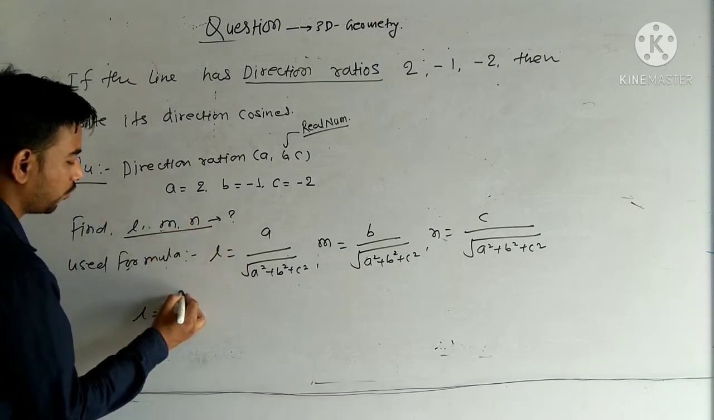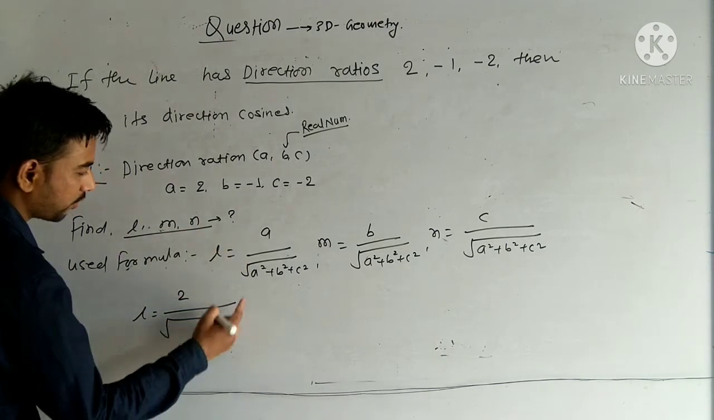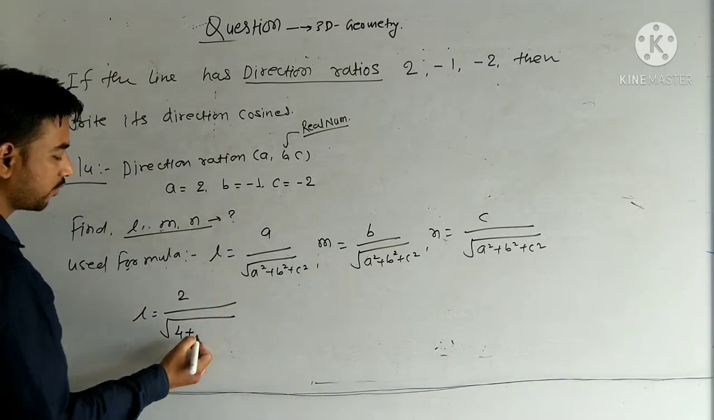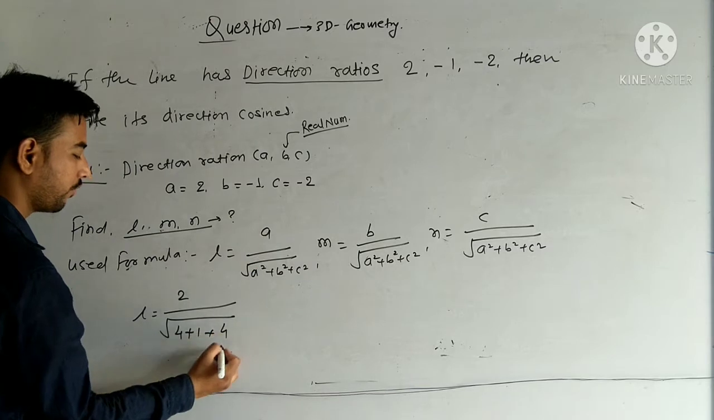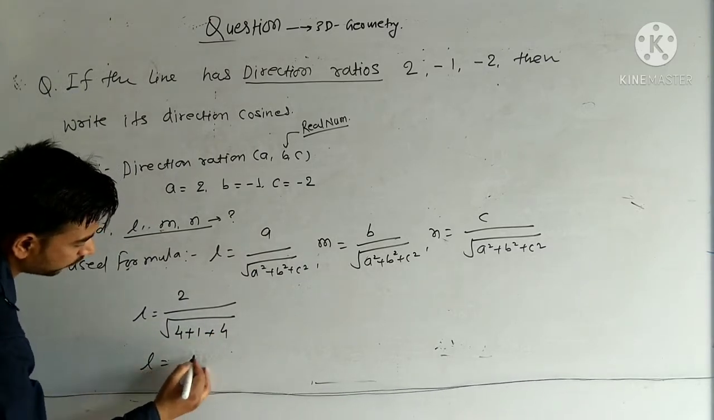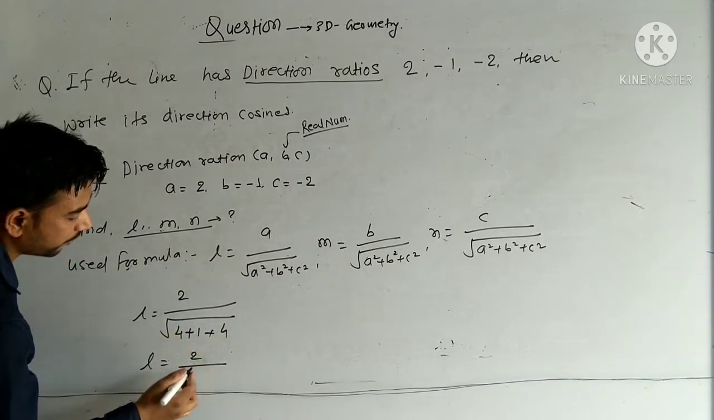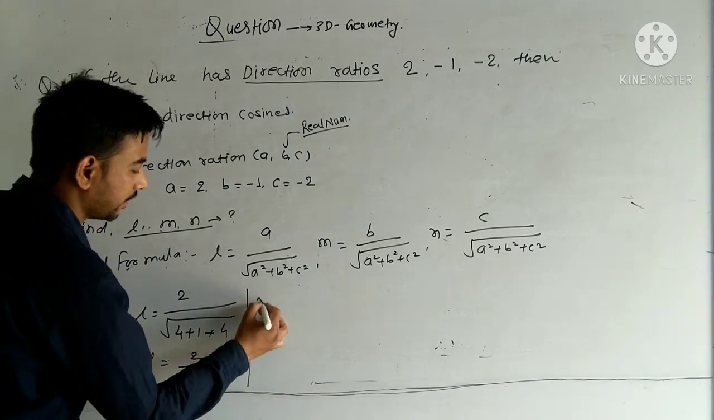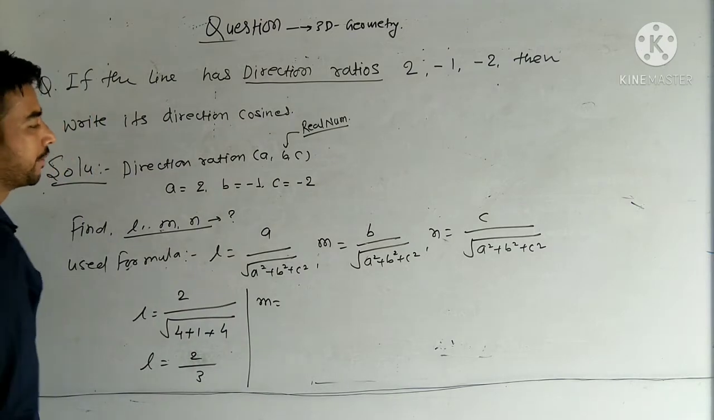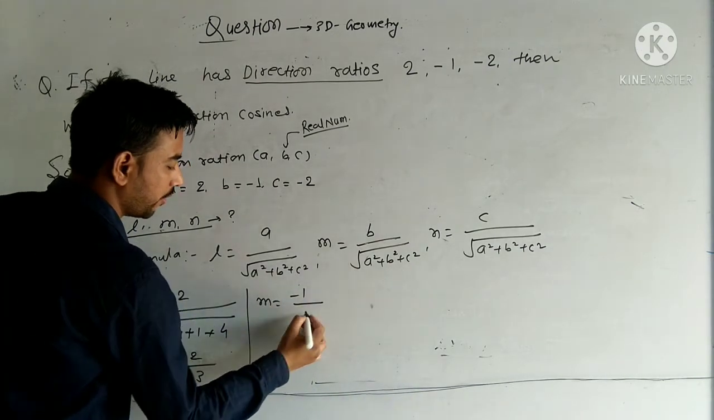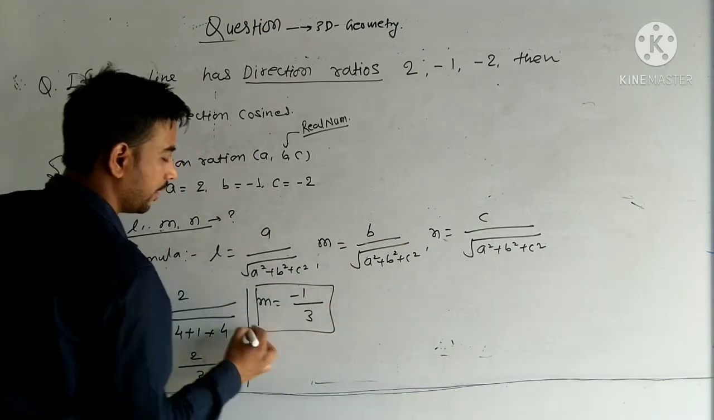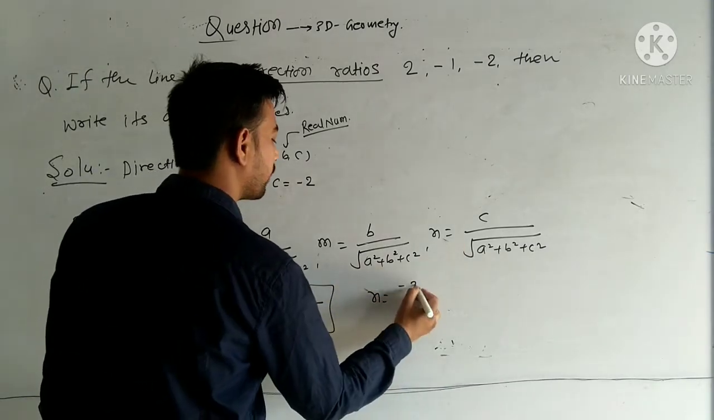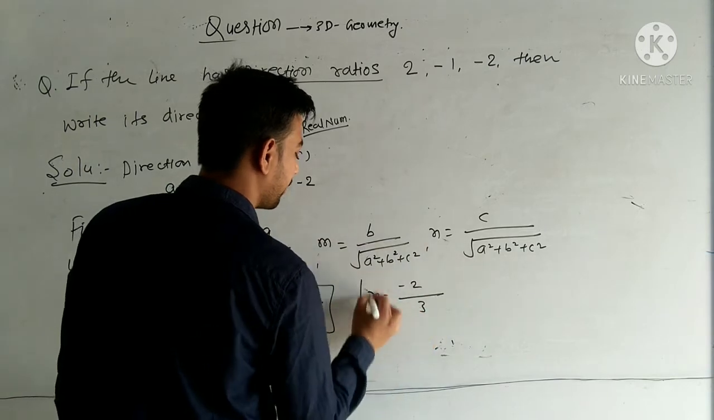A is given 2, and the root square is what? A square, 2 to the 4, B square, -1 square is what? 1, this one 2 to the 4. So we can write L equal to 2 by 3. Okay, the M value equal to what? B is given -1, this one value is 3, and N equal to C, C equal to -2, and it is given 3.